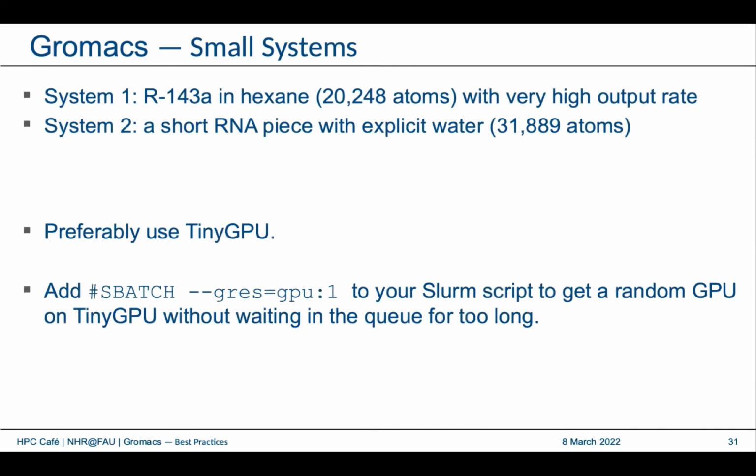In general, please use TinyGPU for those small systems. This is our recommendation. You don't have to, but you probably get a ticket, and so you don't have to wait in the queue for too long on GPU. Just write #SBATCH --gres=gpu:1 into your Slurm script, and then you get access to a random GPU.